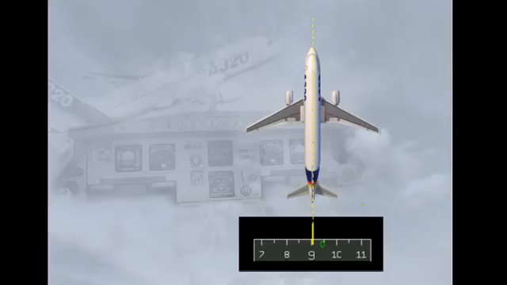The small green diamond represents the aircraft track, and it is normally referred to as the track diamond. In the example shown, the track is 094 degrees, which means that the aircraft has 3 degrees of drift to the right.